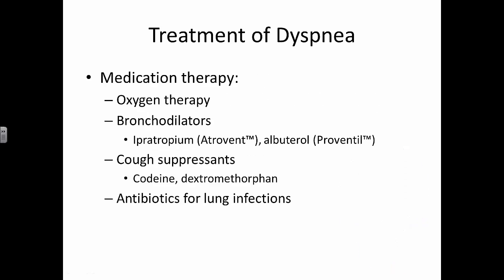Medication therapy. So is oxygen therapy a medication? When you're using it for the treatment of a symptom such as dyspnea, it is considered a medication. We also have bronchodilators available, such as ipratropium or Atrovent, or albuterol, which is a common one that you'll see used as needed for feelings of dyspnea or difficulty breathing. If the feeling of breathlessness is due to cough, you can use cough suppressants like codeine or dextromethorphan, or if it's due to an infection, treat it with an antibiotic.